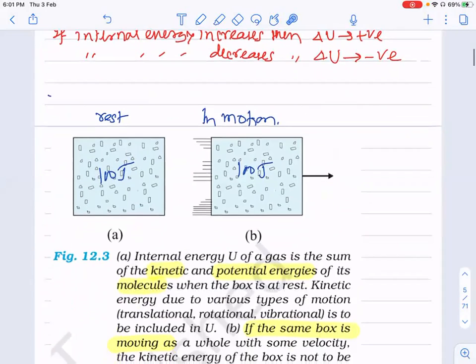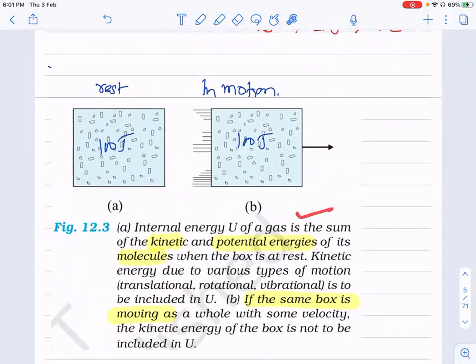Let's see what is written here. Internal energy U of the gas is sum of the kinetic and potential energies of its molecules when the box is at rest. Kinetic energy due to the various types of the motion, translation, rotation, vibration, already we mentioned, is to be included in U. If the same box is moving as a whole with some velocity, the kinetic energy of box is not to be included in internal energy. But ideal gases में क्या होता है, potential energy is negligible. So whole energy is due to the kinetic motion of gas particles.